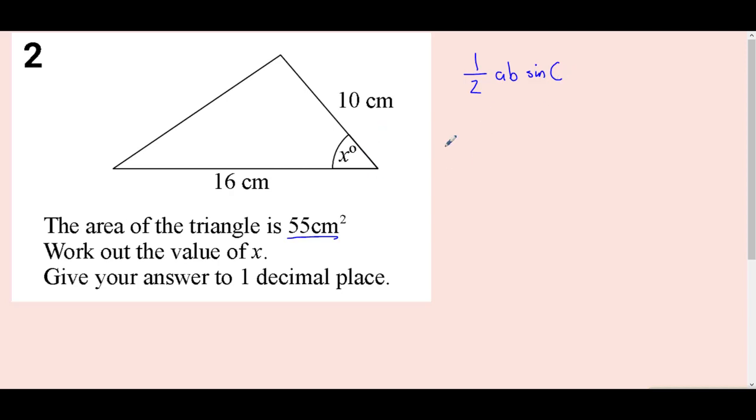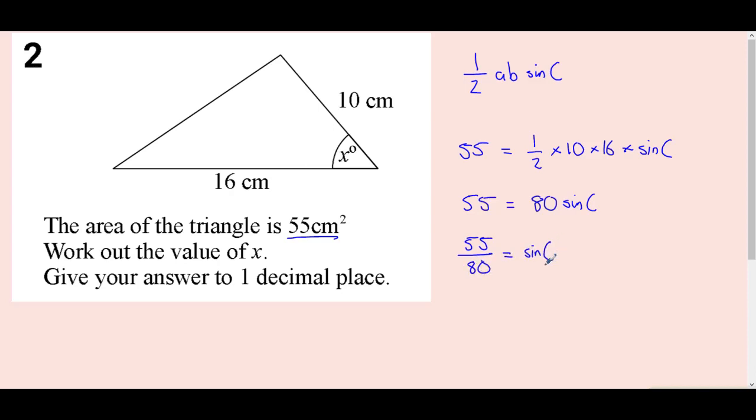So we're going to form an equation. We've got 55, because that's the area, is equal to a half times 10 times 16 times sine C. Simplifying that right hand side, we get 55 from the left is equal to half times 10, which is 5, times by 16, which is 80. So 55 is equal to 80 sine C. Divide through by 80, so 55 over 80 equals sine C.